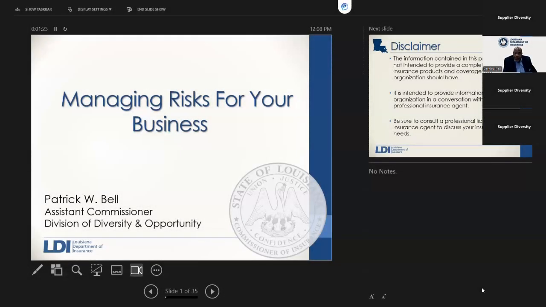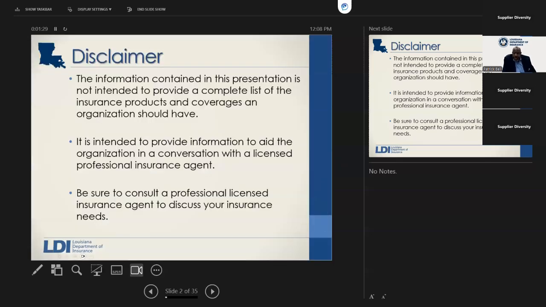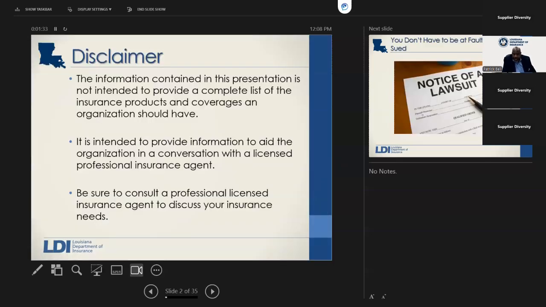So, managing risk for your business. First of all, the information contained in this presentation is not intended to provide a complete list of the insurance products, coverages, an organization should have. It is intended to provide information to aid the organization in a conversation with a licensed professional insurance agent. And then finally, be sure to consult a professional licensed insurance agent to discuss your insurance needs.